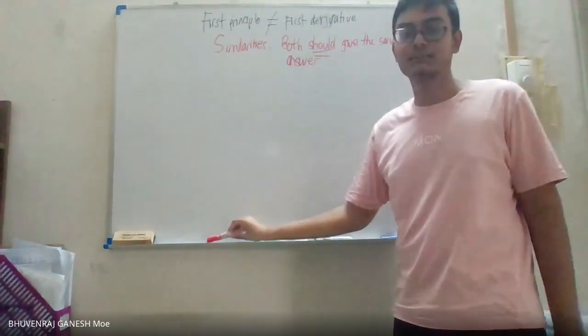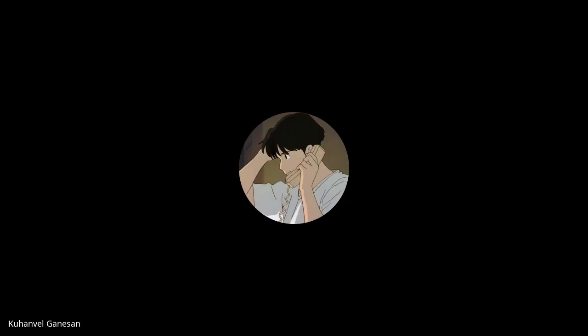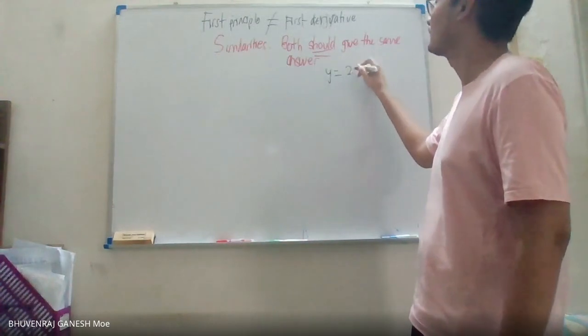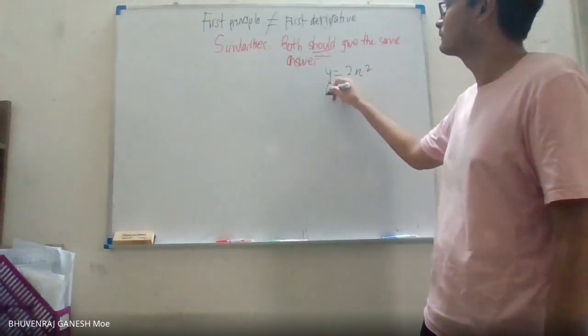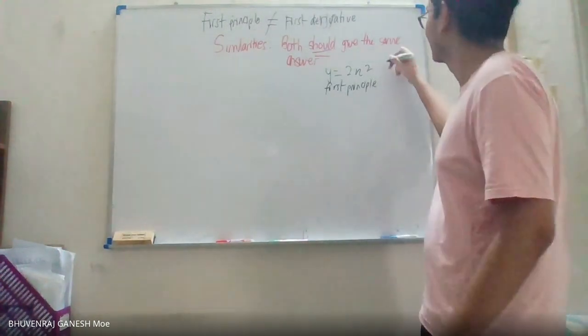Mostly in maths, they want to see your working step by step. Usually they give you the first derivative and then ask you to prove it through first principle. For example, they give you y equals 2x squared and ask you to use first principle. Or they give you that dy/dx is 4x and ask you to prove it. That's one more way.